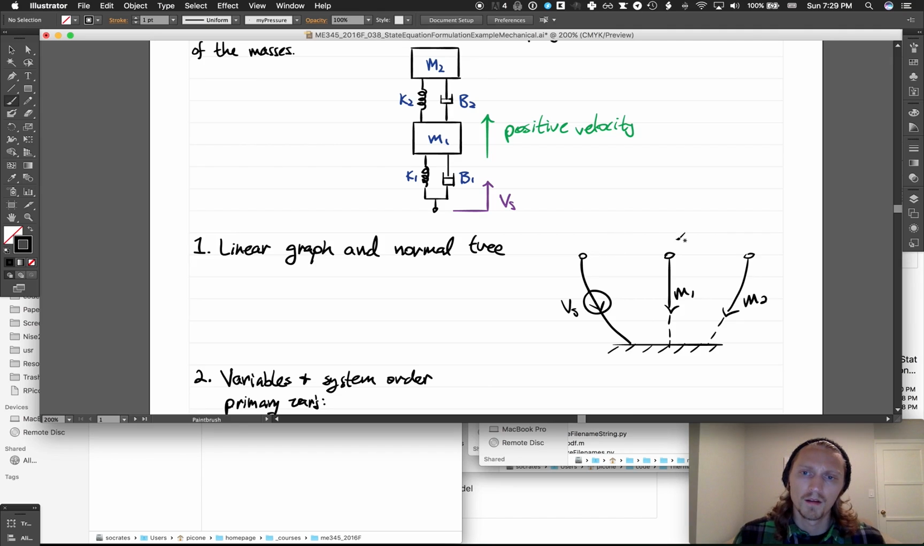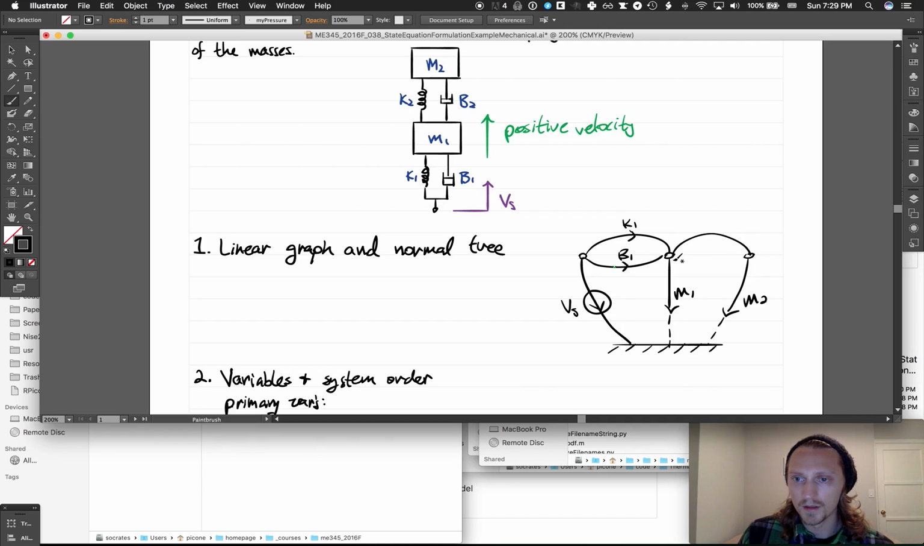Now, there are a spring and a damper that connect this node, the velocity input node, to the mass 1 node by these two connections here. So let's draw them in. So we'll say this one's K1 and this one is B1. The direction of the arrow from our convention is that we draw the arrow in the direction of positive velocity. So positive velocity is drawn from the source velocity to mass 1. So we can draw our arrows like that.